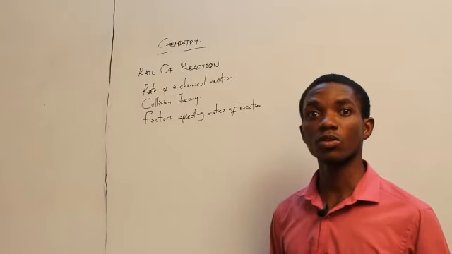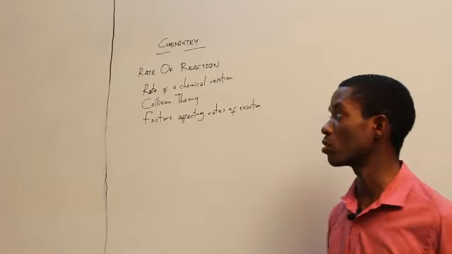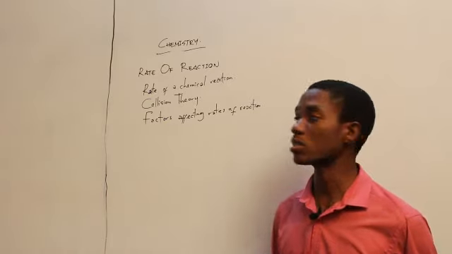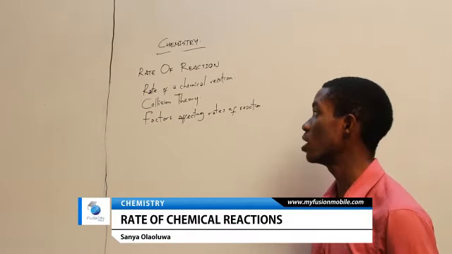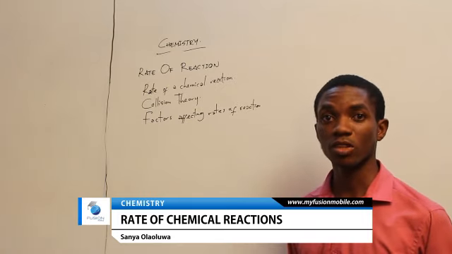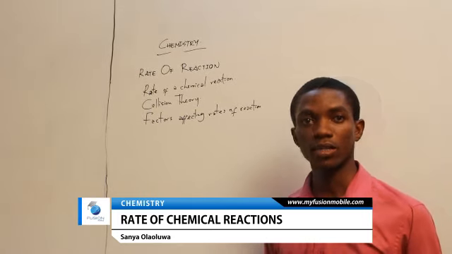In this particular lesson, we're looking at the rate of reactions, and we'll look at another three subtopics. That's the rate of chemical reactions, we'll look at collision theory, and we'll also consider the factors affecting the rate of chemical reactions. Alright, let's begin.